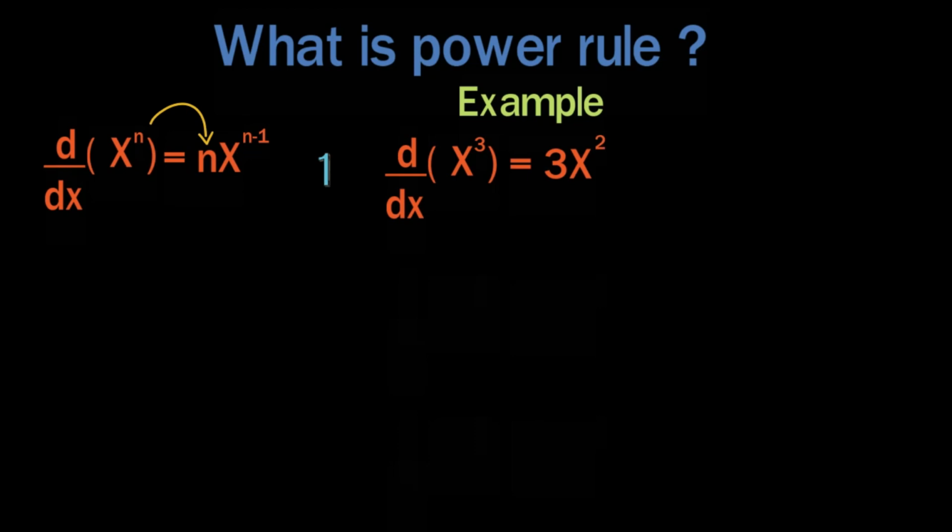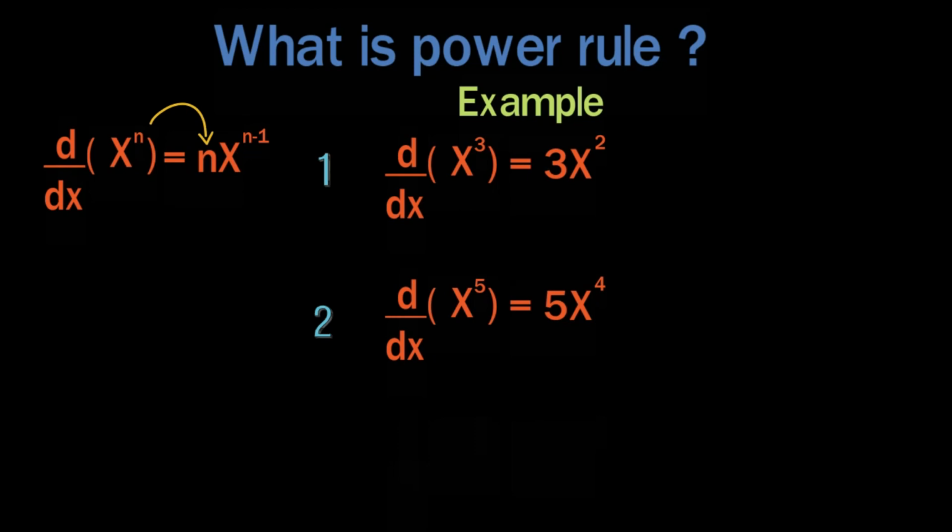So let's try one more example so that you will get familiar with it. So x to the power of 5. So you bring the 5 to the front. So 5x. So you deduct the power by 1. So you will get 5x to the power of 4.